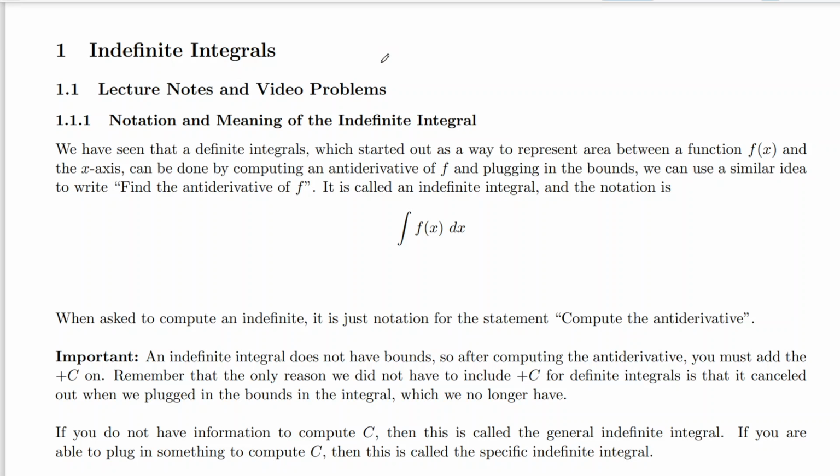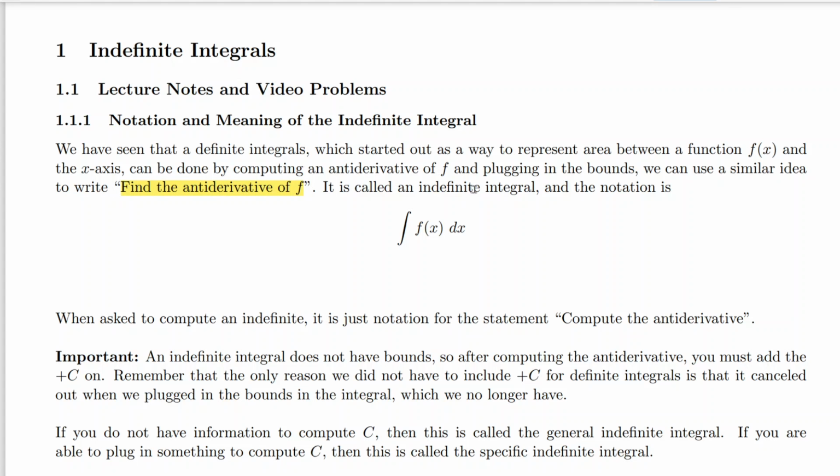Well, the past few sections, we built up the idea of area between the curve and the x-axis. We've built up the idea of the antiderivative, and then we linked them together by this thing called a definite integral. Well, an indefinite integral is really just going to be notation for finding the antiderivative of f. Okay, so that's really all this is going to do.